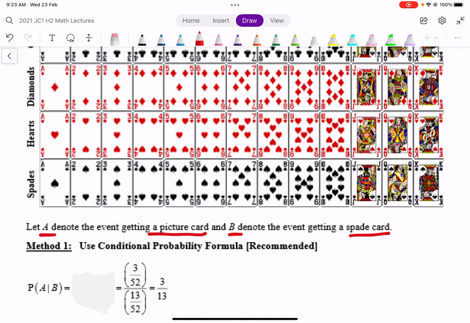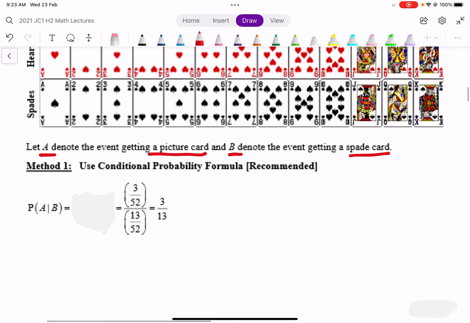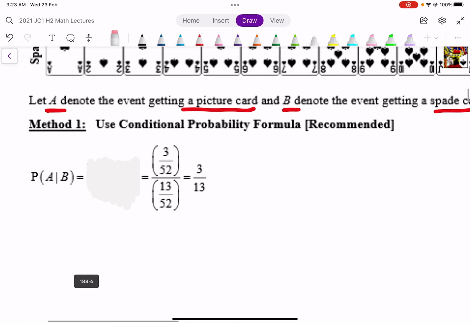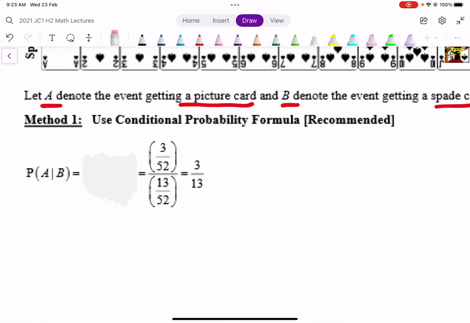Okay, so there are two methods here. The first one, which is highly recommended, is to use the conditional probability formula that you have just learned. The first part is asking us to find the probability that you get a picture card given that it is a spade. So we will write it as the probability of A given B. Then using the formula, you have the probability of A intersect B divided by the probability of B.